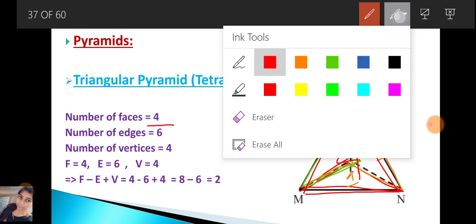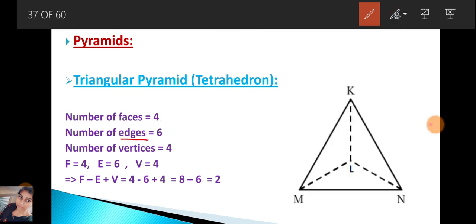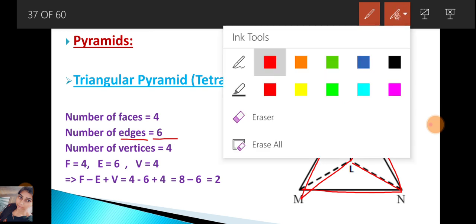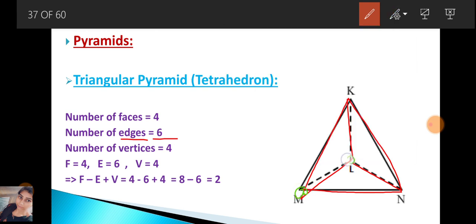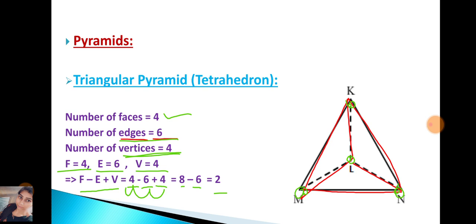So we have four faces. Then edges, so 1 2 3 4 5 and 6. So 6 edges are there. Vertices, so 1 2 3 4. So we have 4 vertices. Now my F is 4, my E is 6, V is 4. So F minus E plus V will be equal to 4 minus 6 plus 4. So 4 plus 4 is 8, 8 minus 6 is 2. That means for triangular pyramid, or that is tetrahedron also, our Euler's formula is verified.